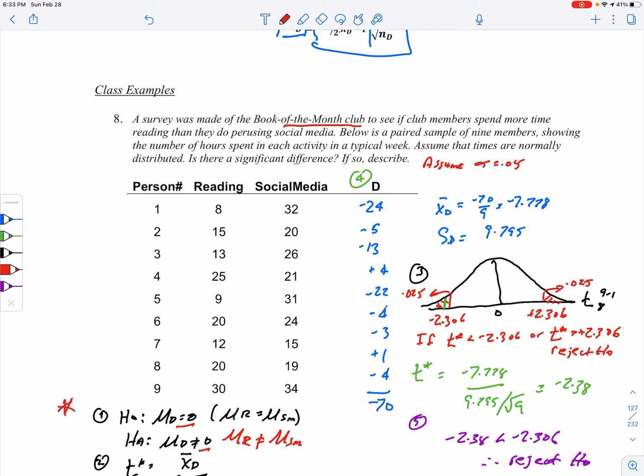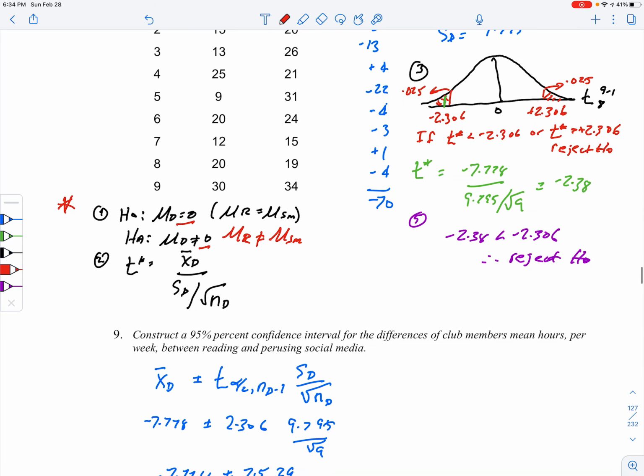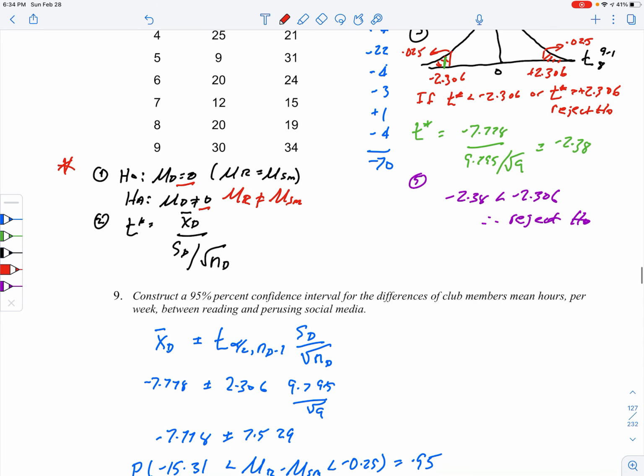So here's person number 1. They spend 8 hours reading and 32 hours on social media in a typical week. So you can see they're paired, right, for each respondent here. Assume times are normally distributed. That's still important here. Is there a significant difference in the mean here?